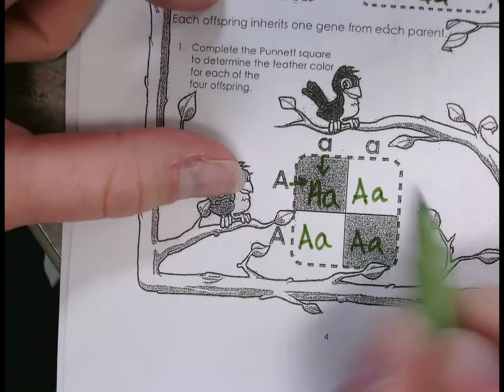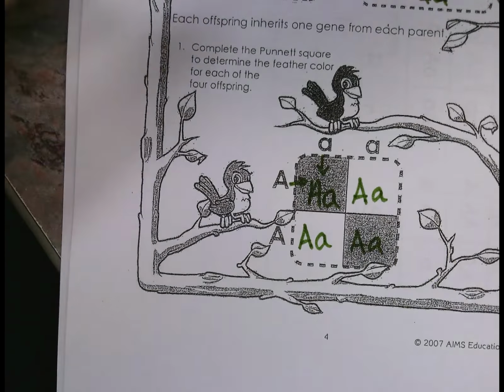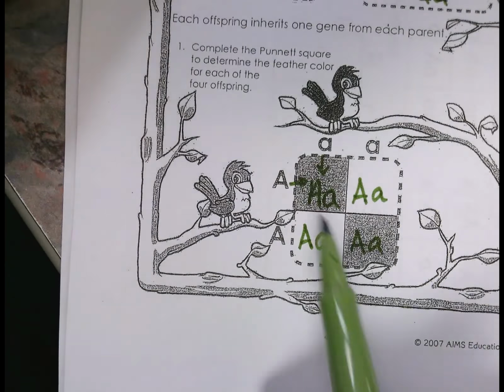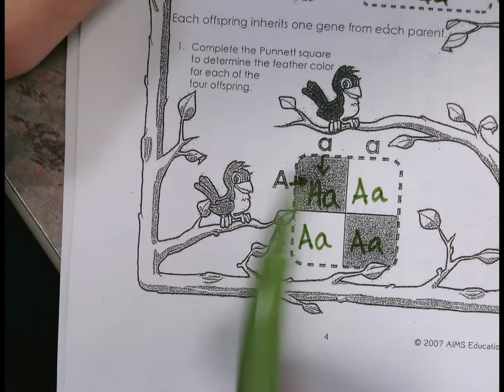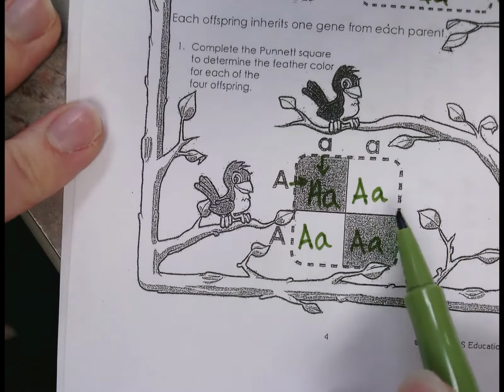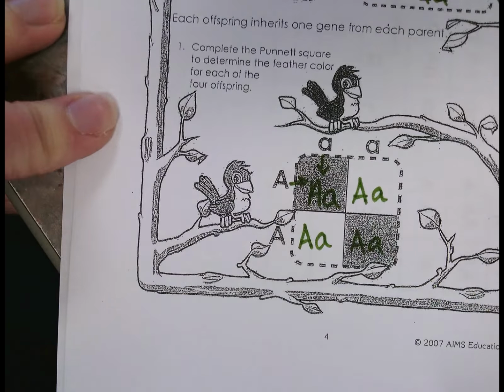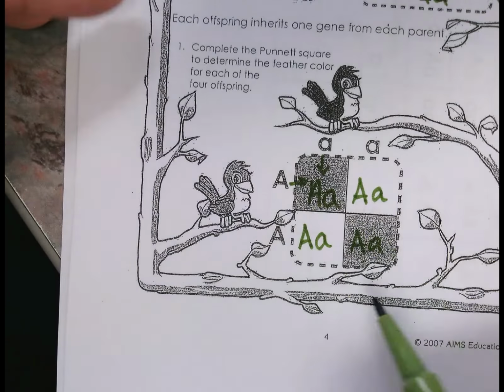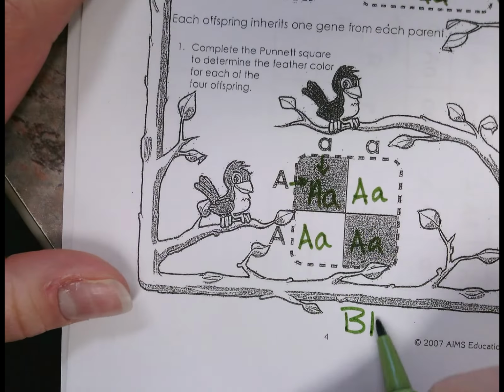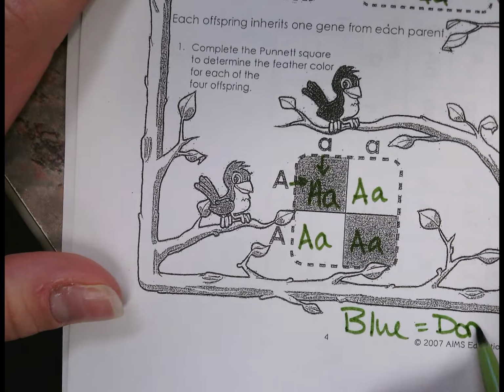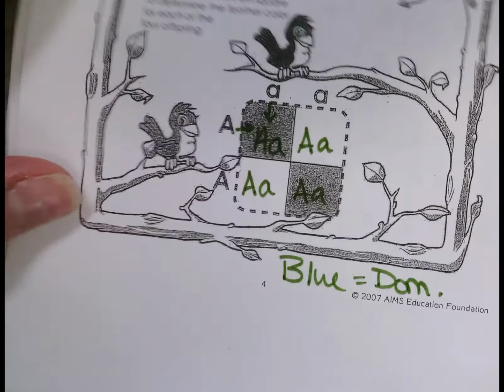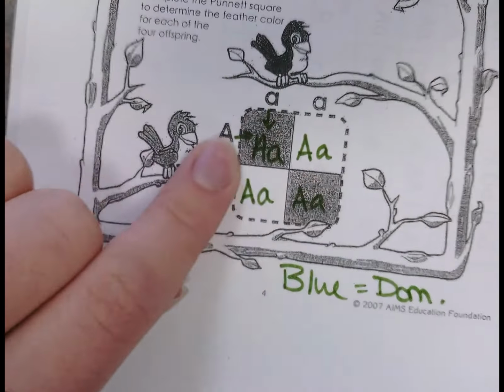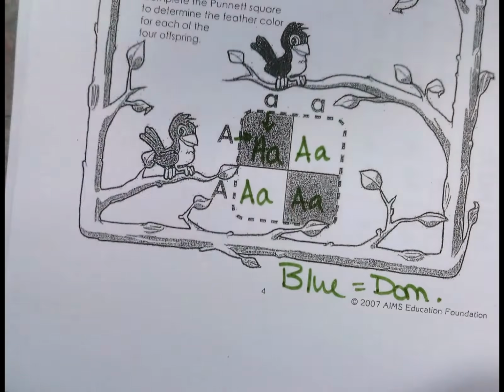So all of the genotypes are going to be exactly the same for all four offspring because of how the parents are. Now, is this little bird going to have red or blue wings? If you know that blue is dominant, all of these birds have blue wings, because blue is the dominant trait, and they all have at least one capital letter.